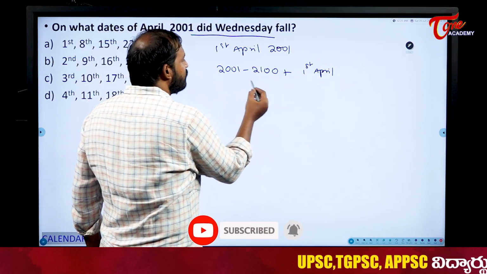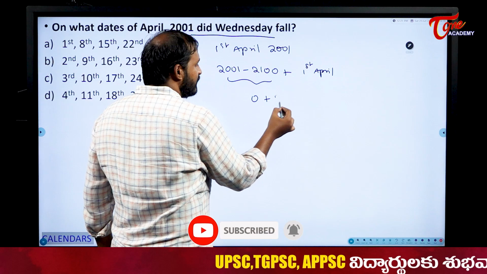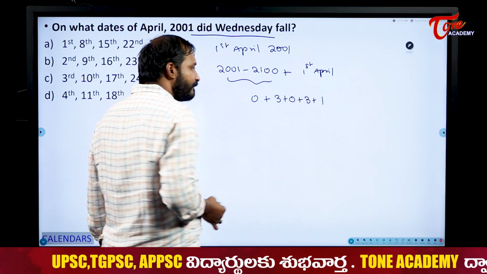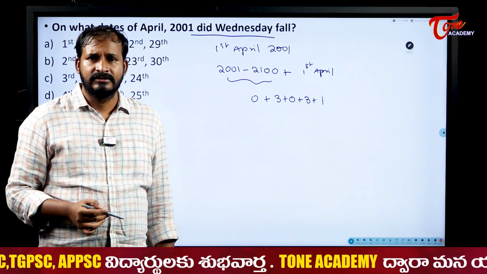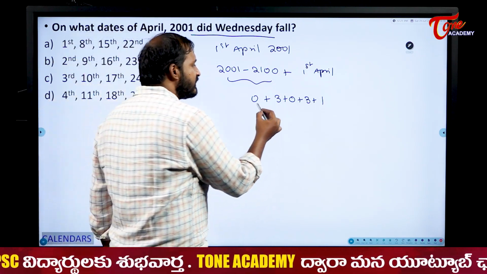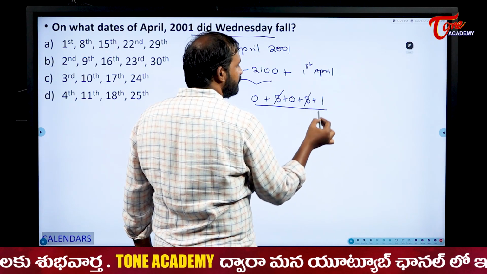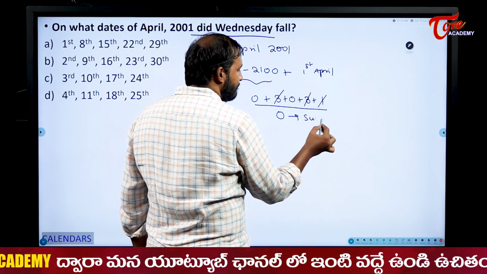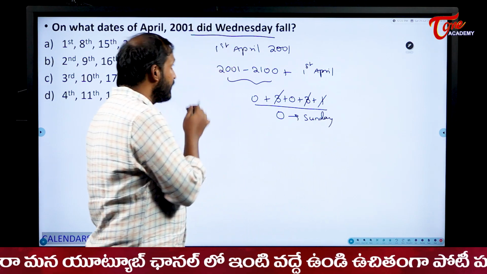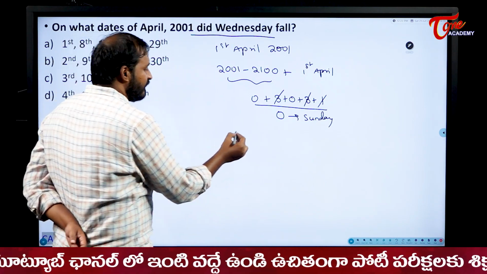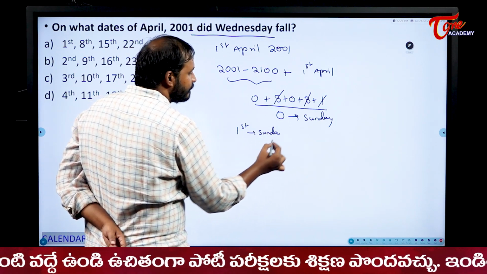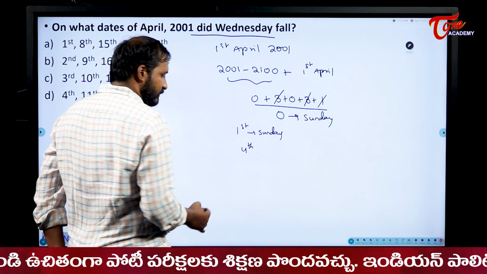So what is the century code for this? 0. January, February, March, April. 1st of April only, right? So what is the 1st of April now? Everything will get cancelled. Why? Because total is 7. 1st of April is Sunday. If 1st is Sunday, what is our question? Wednesday. If 1st is Sunday, students, tell me when we will have our Wednesday. Our Wednesday will be on 4th.